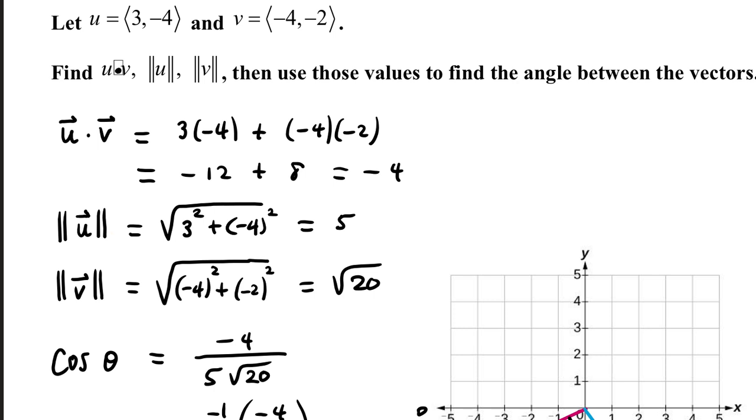The length of vector u, 3 squared plus negative 4 squared, that's 25, square root is 5. Not all of the magnitudes come out friendly like that, and vector v is a case of that. Because it's in component form, negative 4 squared plus negative 2 squared, that comes out to 20, and square root of 20 is not exact, so we leave it as square root of 20.